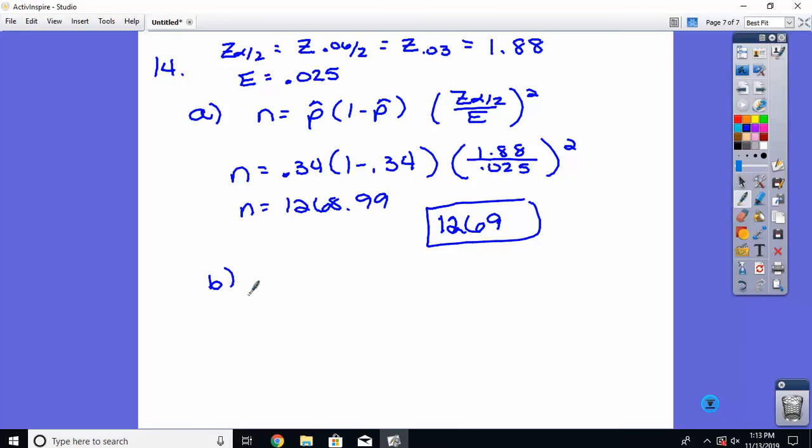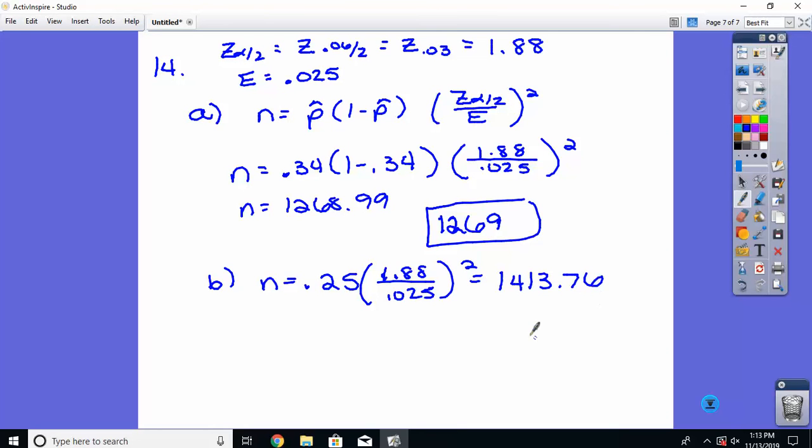On part B, if there is no prior estimate, that means you are using the second version. The Z alpha over 2 is still 1.88. Error is still 0.025. This time when you plug that in, you get, so round that up, 1,414 people.